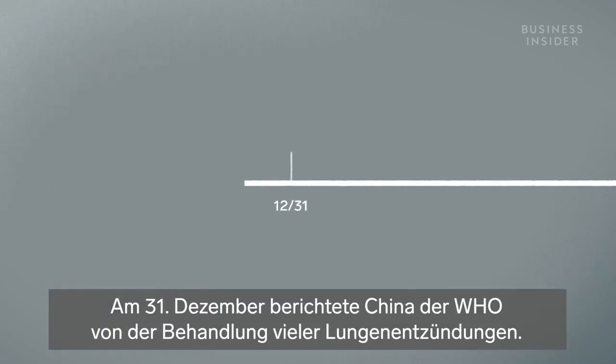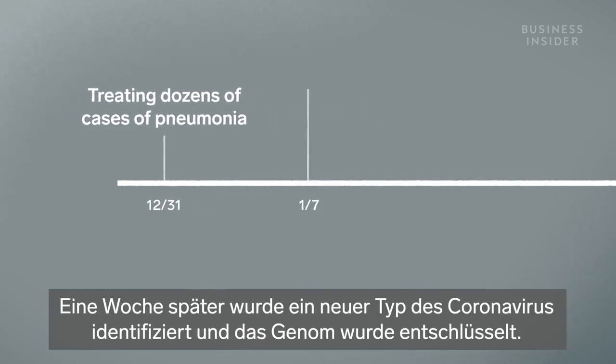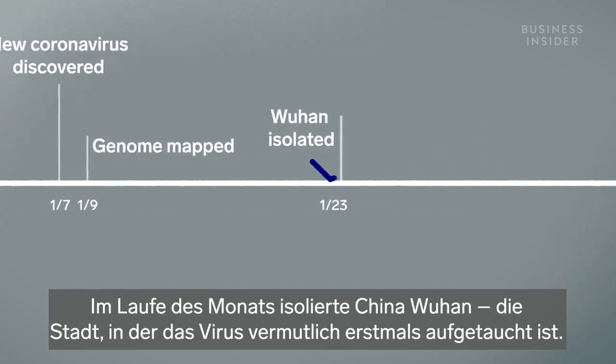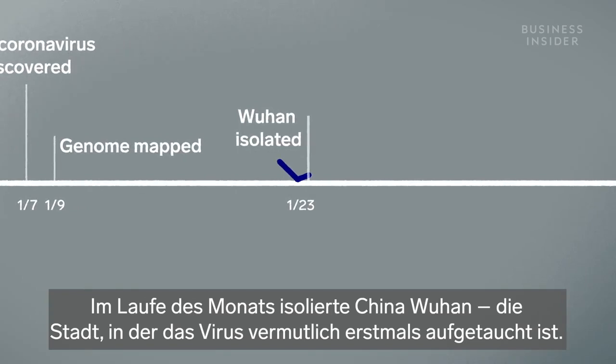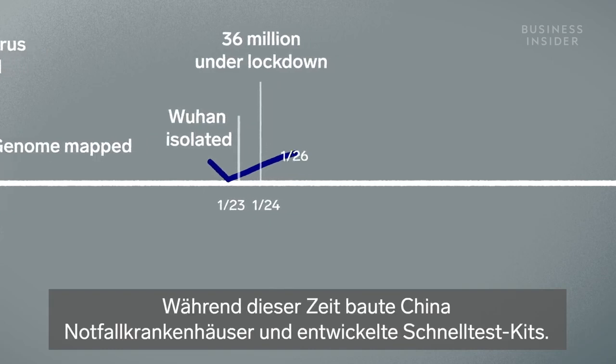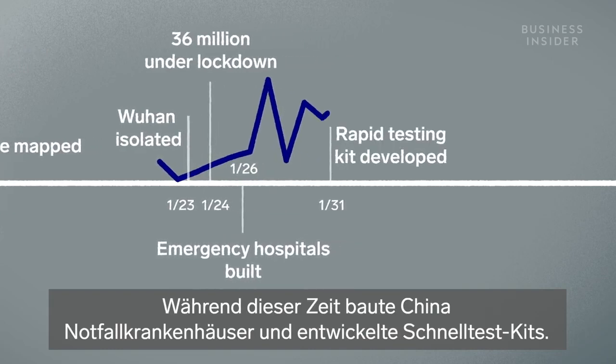On December 31st, China reported to the World Health Organization that it was treating dozens of cases of pneumonia. A week later, a new type of coronavirus was identified, and the genome was mapped. Later that month, China isolated Wuhan, the city where the virus was thought to have originated. A lockdown was then expanded to 36 million people. And during that time, China was building emergency hospitals and developing a rapid testing kit.